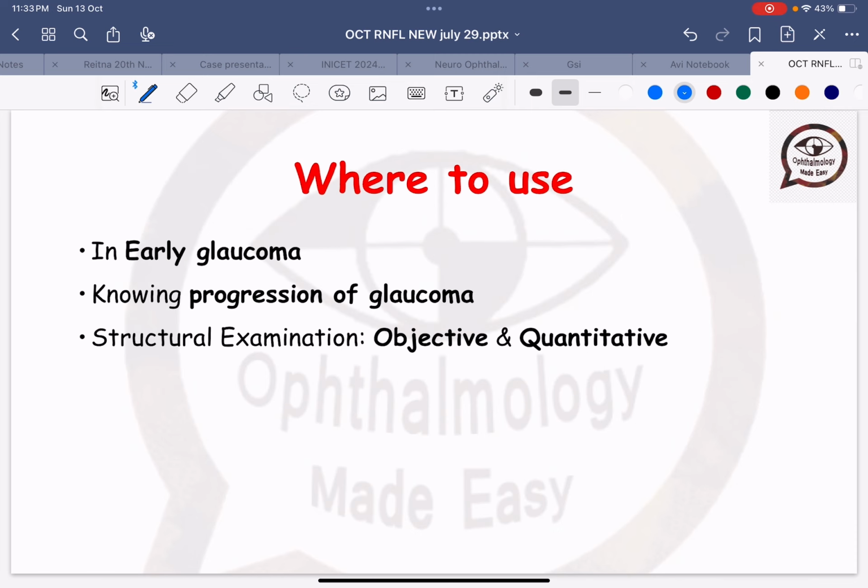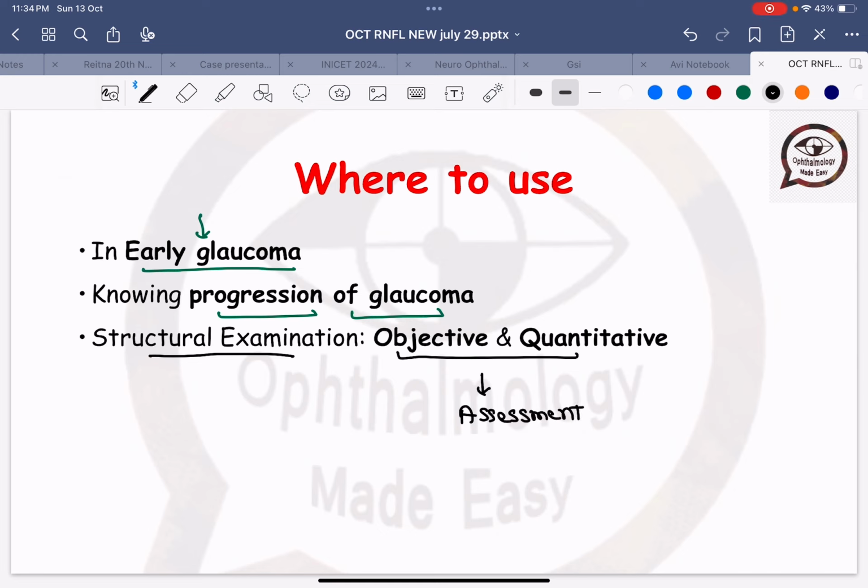diagnosis. Now, OCT per se, where can we use it in our glaucoma clinic? We can definitely use it for the diagnosis of early glaucoma, and we can also use it to see if there is any progression of glaucoma. Then this is my favorite indication, that is objective and quantitative assessment of glaucoma.